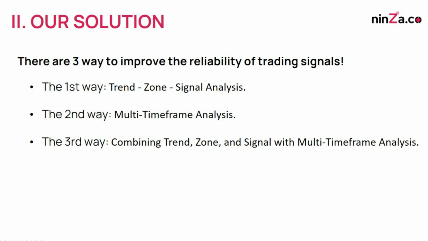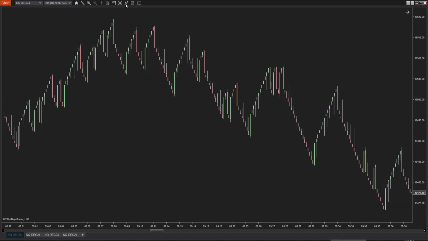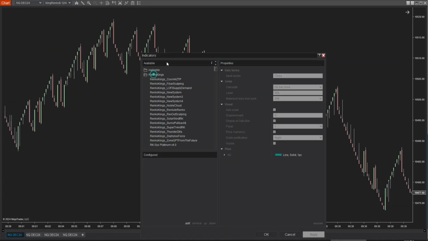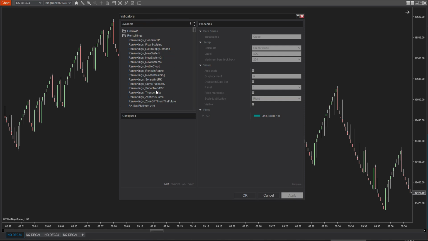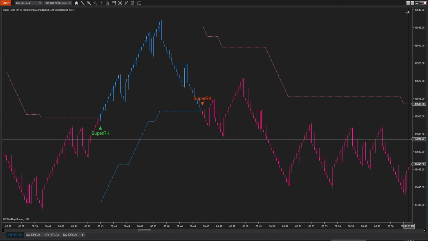So, to get more specific, how many ways can we improve the reliability of a trading signal? First method. We need to evaluate 3 key factors to determine how reliable a signal is: trend, trading zone, and signal itself. When all 3 of these factors align, the signal becomes much more reliable. But why are these the 3 important elements?